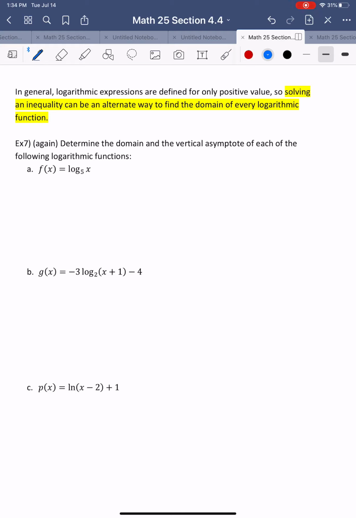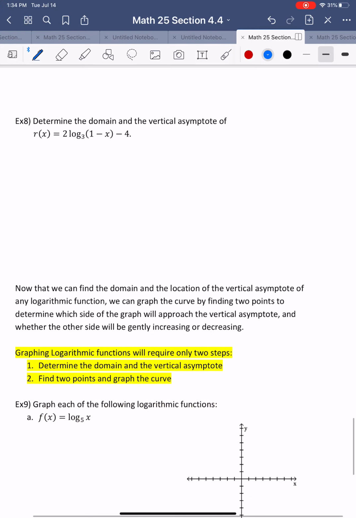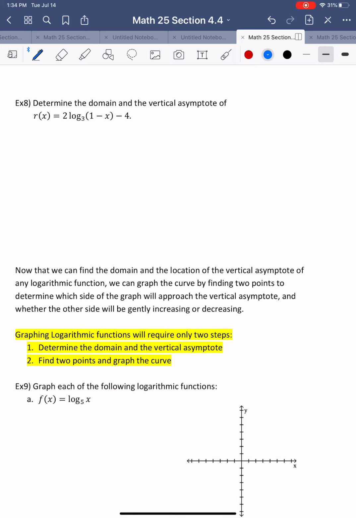So example 7 again: determine the domain and vertical asymptote of each of the following logarithmic functions. It's going to be the same thing as before, so I'm going to skip example 7. Alright, next page. It's going to be the same as the other one, but I want to do example 8 because it's a different problem. So determine the domain and the vertical asymptote.